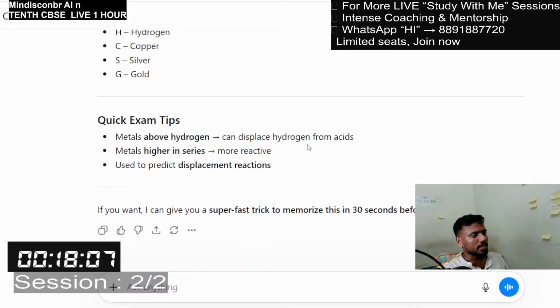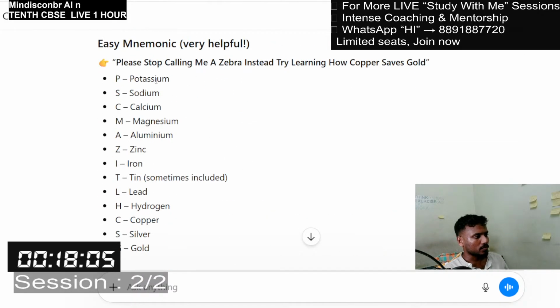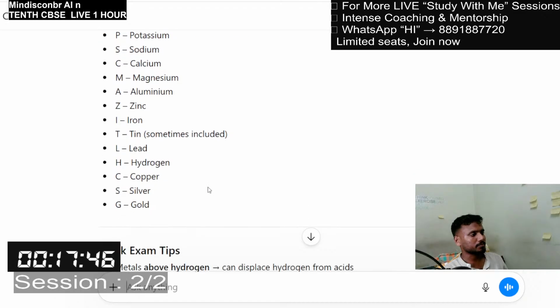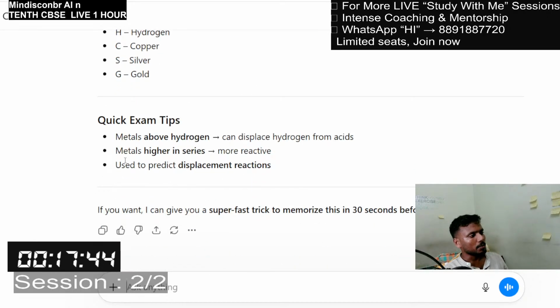Metals above hydrogen can displace hydrogen from acids. What is the reactivity series showing here? The elements at the top are more reactive than the elements at the bottom. When we compare potassium and sodium, potassium is more reactive and can displace sodium from the corresponding salt. Metals higher in the series are more reactive, and this is used to predict displacement reactions.